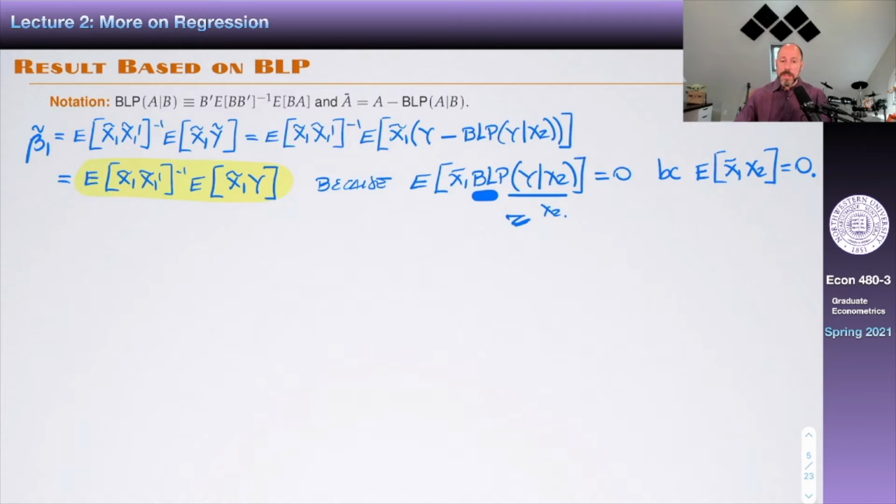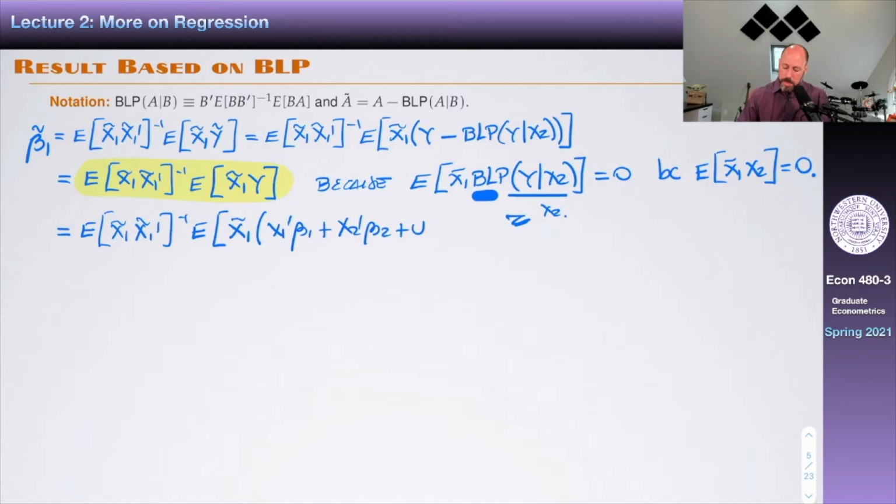But this is not what we intended to prove yet, because we wanted to show that this is equal to beta 1, so we need to keep going. So what I'm going to do now is replace y by what it is. Let's write the beginning: expected value of x1 tilde prime inverse, and then expected value of x tilde 1, and then I'm going to write y as x1 prime beta 1 plus x2 prime beta 2 plus u.